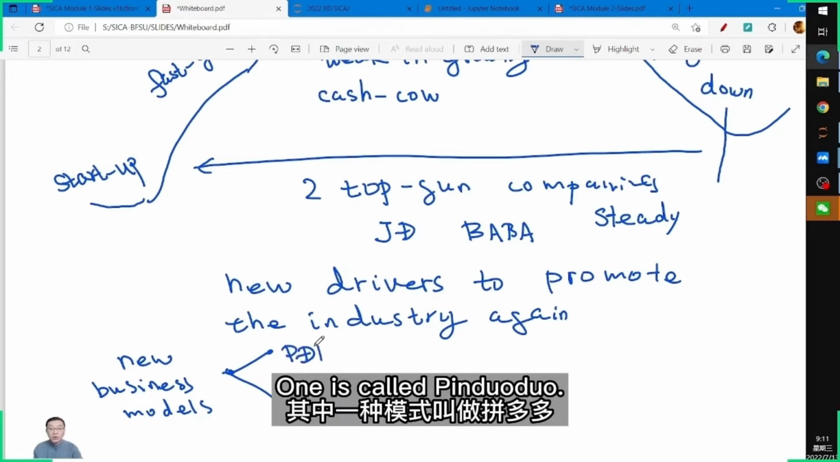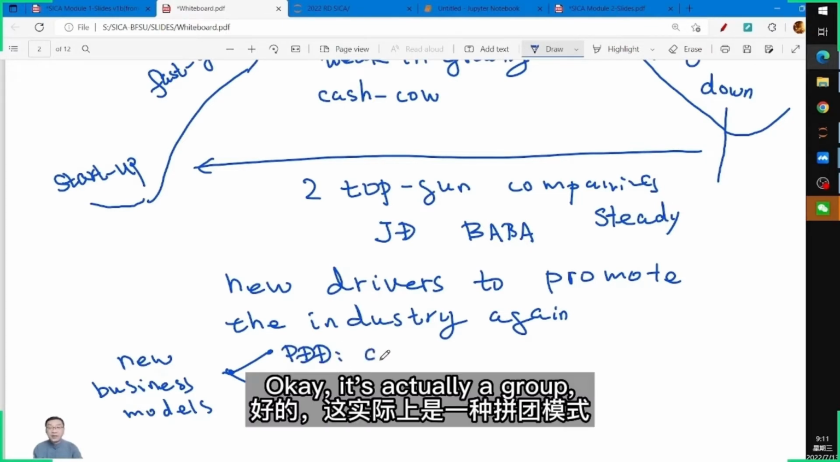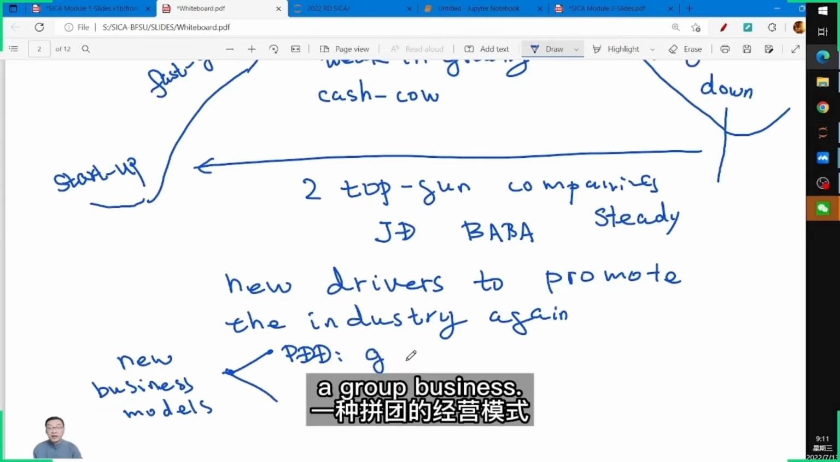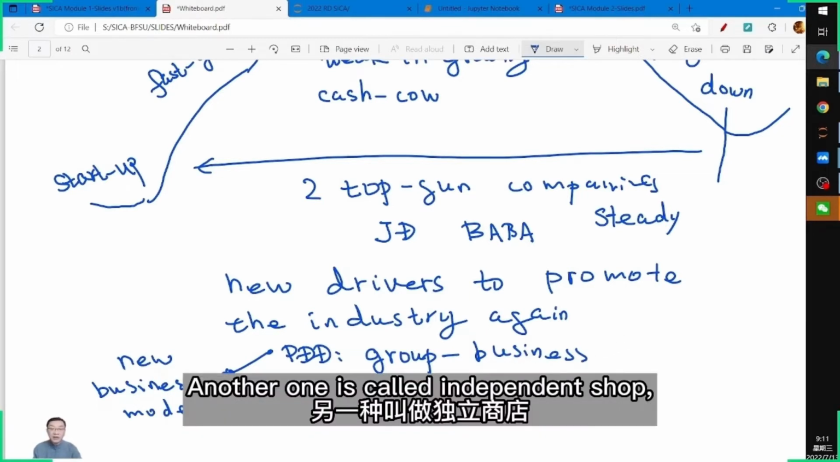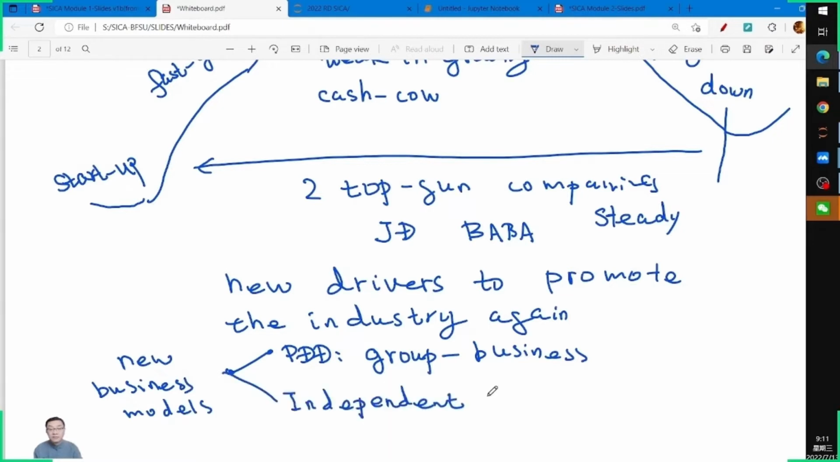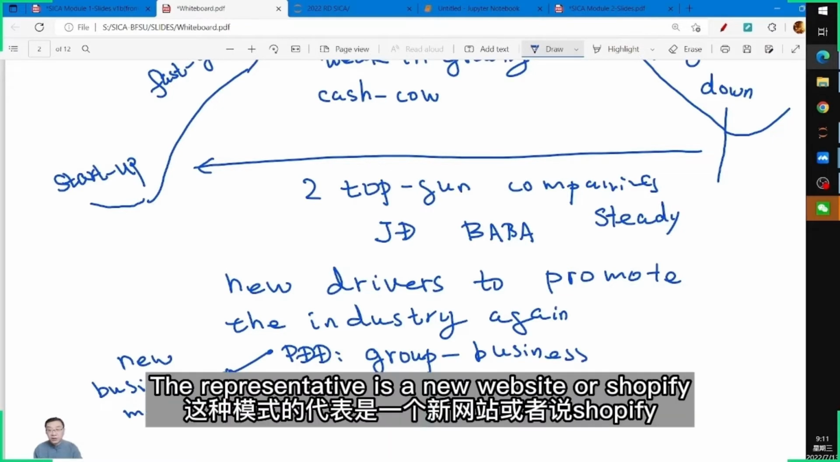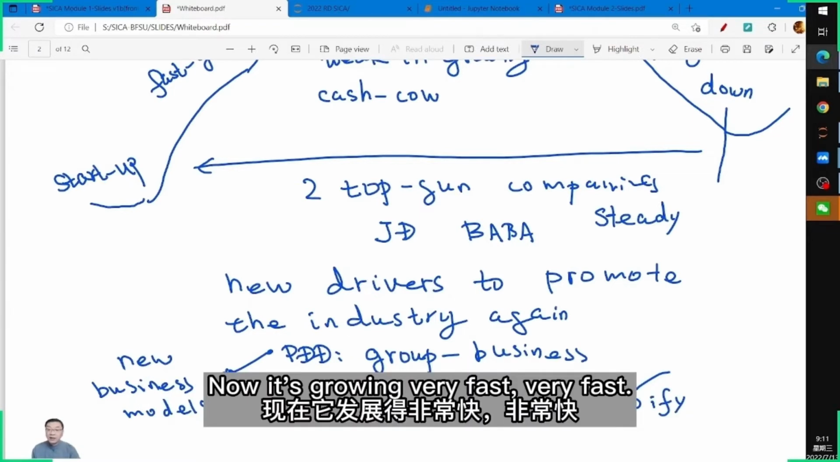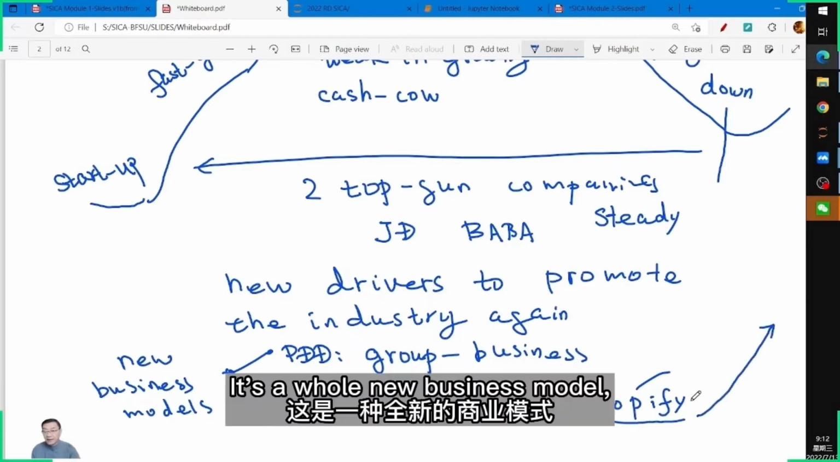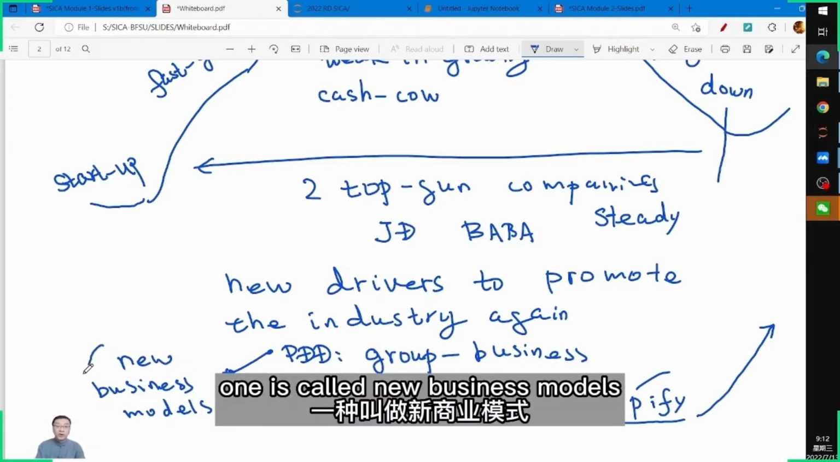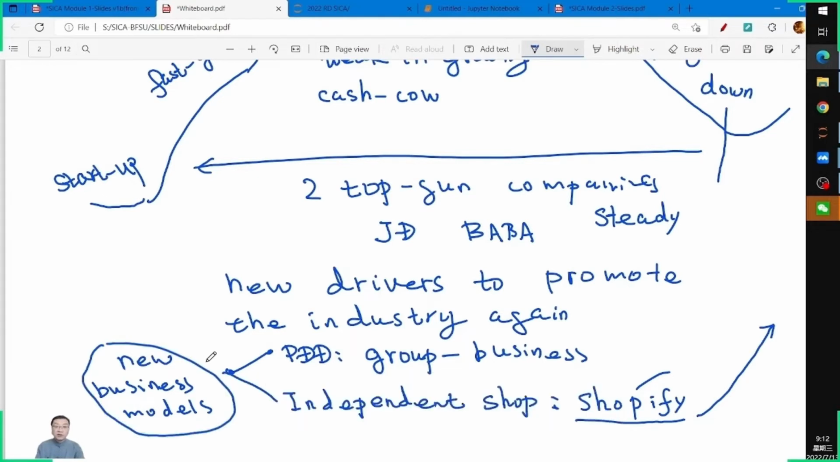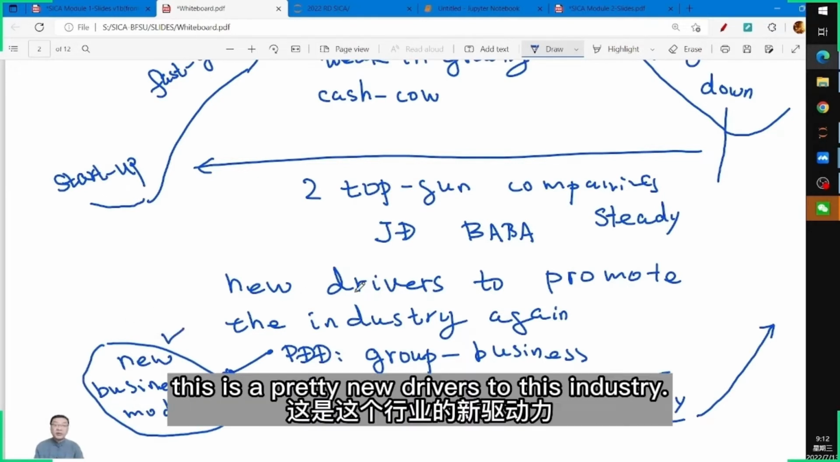One is called Pinduoduo. It's actually a group business, a further development of group purchase. Another one is called the independent shop model. The representative is a new website called Shopify in the US. Now it's growing very fast. It's a whole new business model, very different from the business models of Amazon, Jingdong, Alibaba and Pinduoduo. So one is new business models. This is a pretty new driver for this industry.